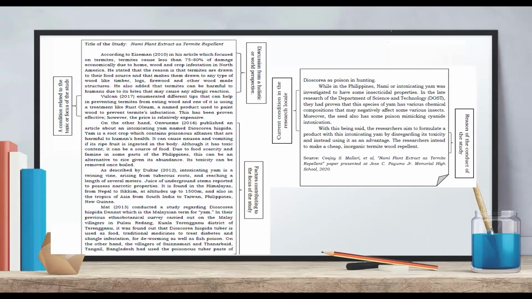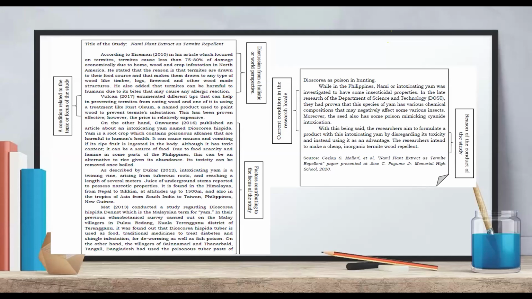So the title of the study here is Nami Plant Extract as Termite Repellent. So meaning a certain kind of plant that will be used as a termite repellent. Actually, this is very useful with regards to STEM, the science subjects you take in STEM. Okay, so here we will digest every paragraph one by one.